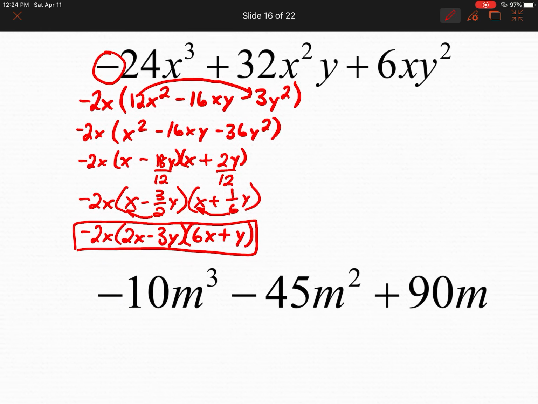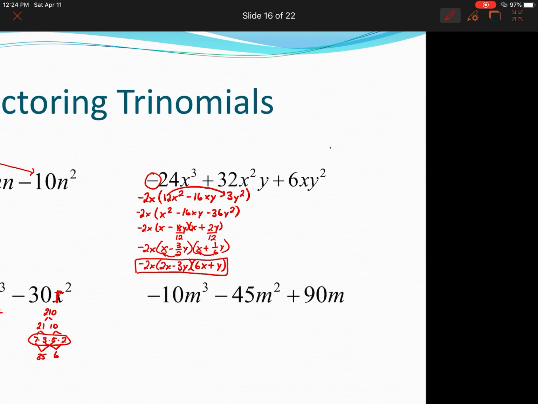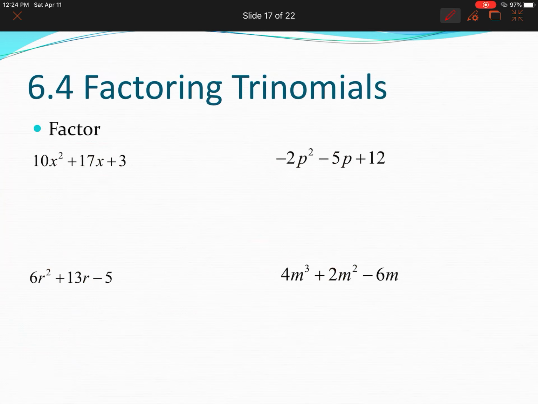So we're actually going to skip the next problem because it's very similar, where you would take out a greatest common factor with the negative. So just for the sake of time, I'm not going to do that one. If you have any questions about it, if you want to try it, email me and ask me about it. I'll be glad to kind of walk you through that.